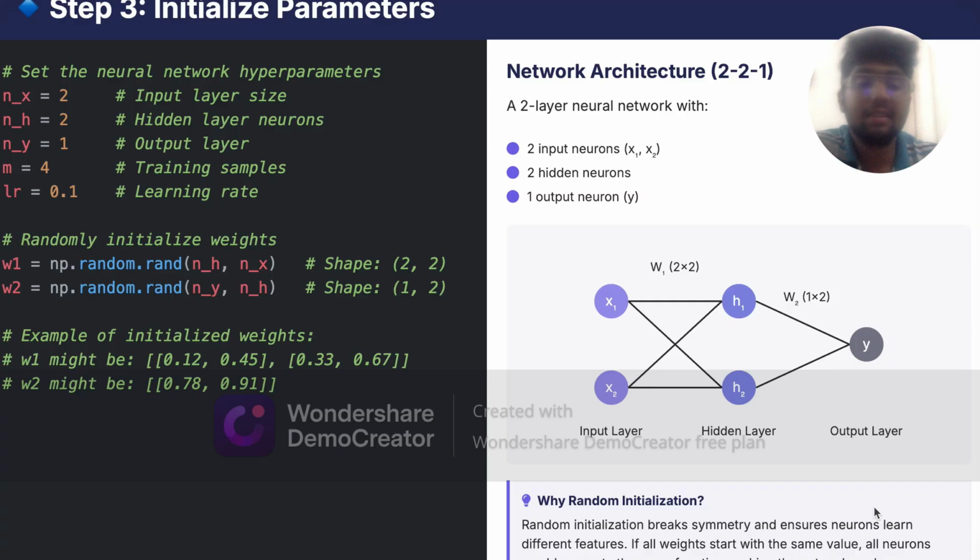Why do we need to initialize randomly? Maybe we can increase the learning of the neural network. If we start with zeros, it may converge very slowly. If we start with random values, we may be able to converge faster.